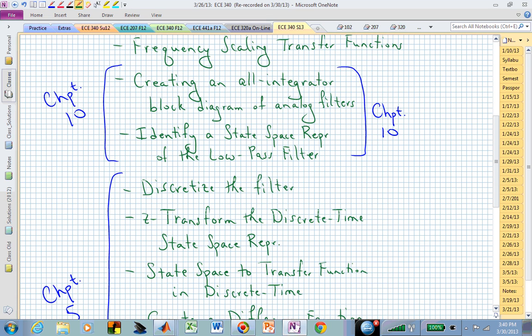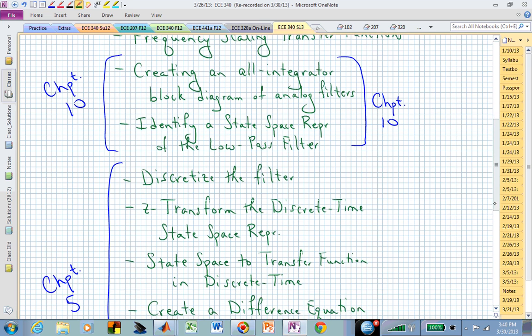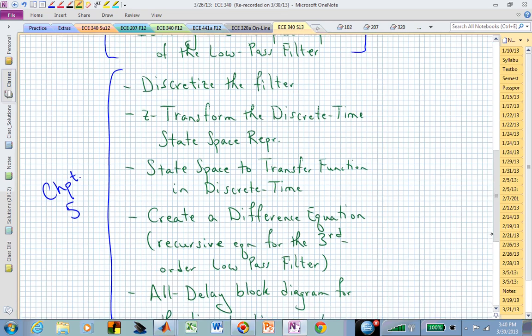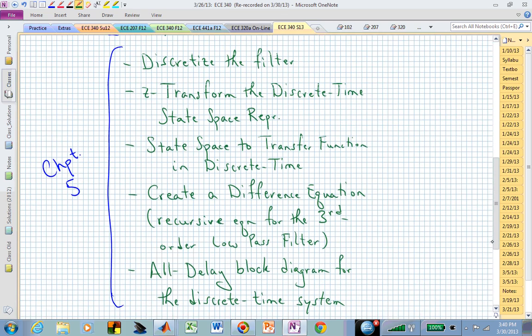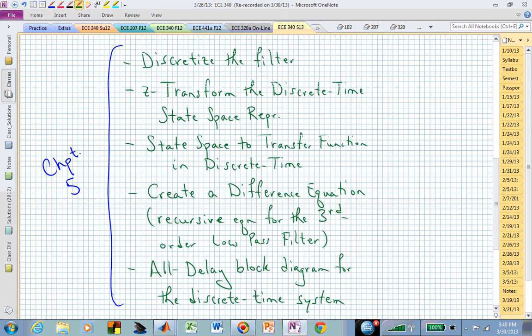Once we have it in the all-integrator block diagram, it's straightforward to find a state space representation. That's simply assigning the outputs of your integrators as your state variables. Now we have a state space representation of a low-pass filter. That's chapter 10 type material, and that's really a continuous time description of the system.